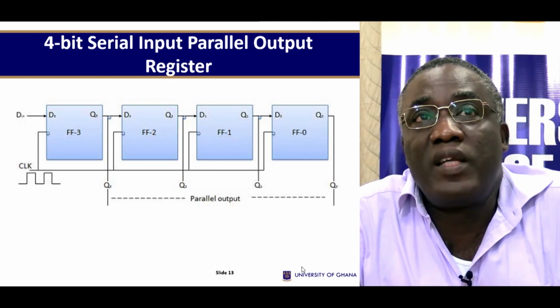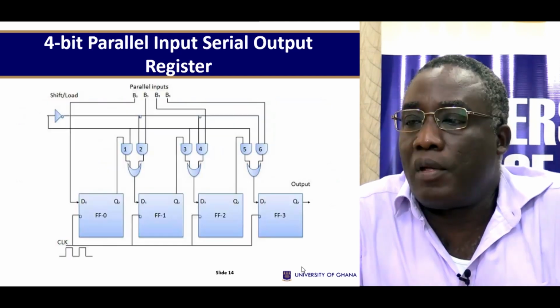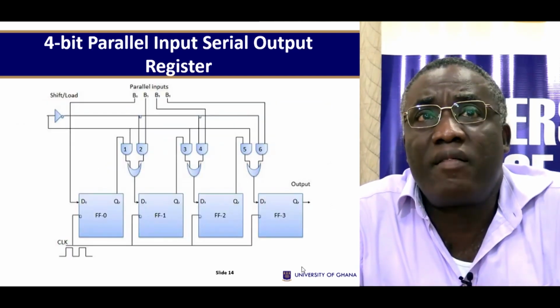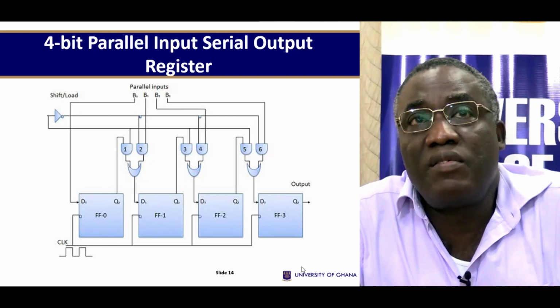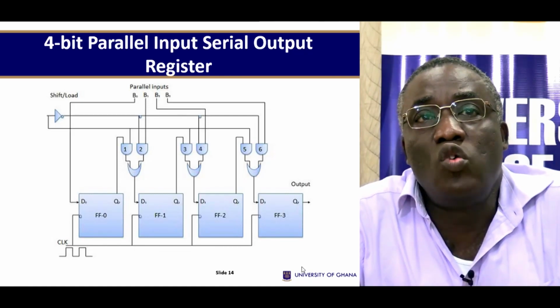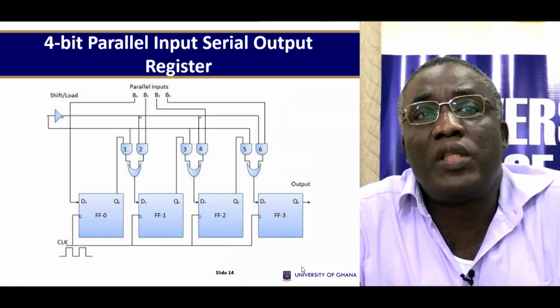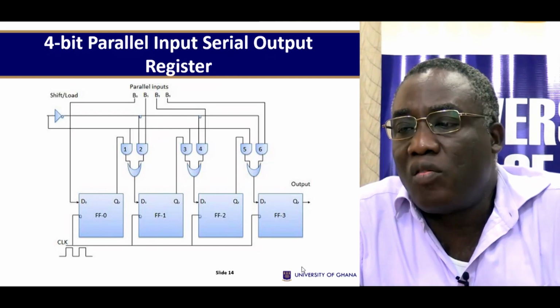And that is also fed into D2. And again, the output is tapped out, and so on and so forth. So these are the parallel outputs on this end. So we can also have a parallel input and a serial output. So you input the data parallelly, but you take it out in a serial mode.